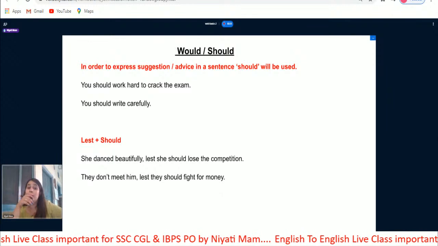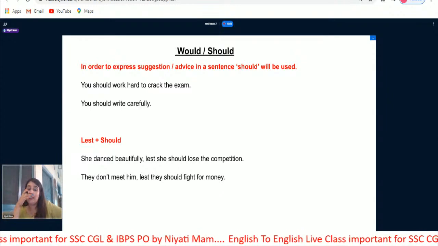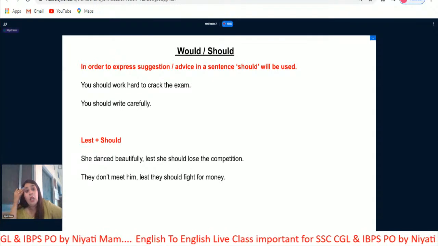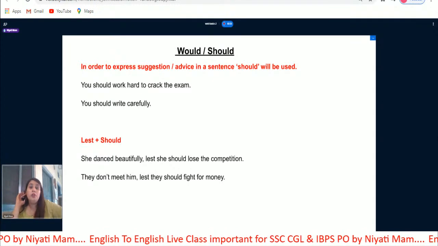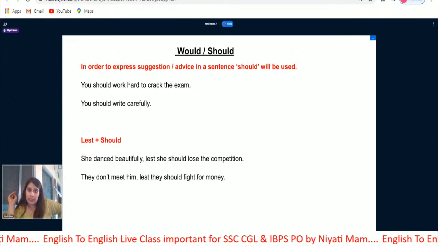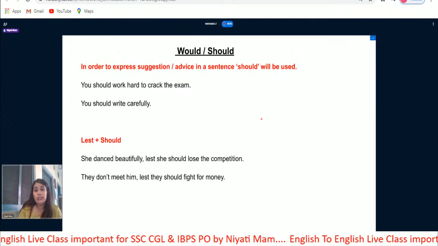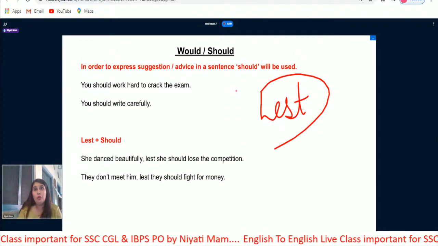In order to express suggestion or advice in a sentence, should will be used. You should crack the exam. You should write carefully.